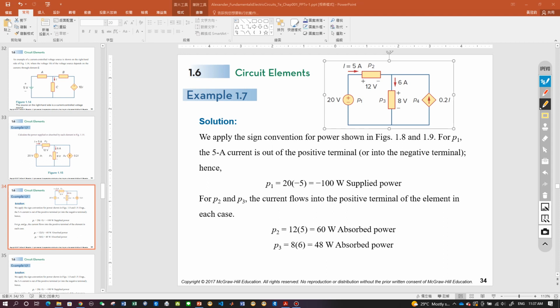Here we are talking about here. We have a current go this side, so this is 5 amps. Of course, this is 5 amps, and this is 5 amps. The direction should follow this one. Okay, so it is like this.